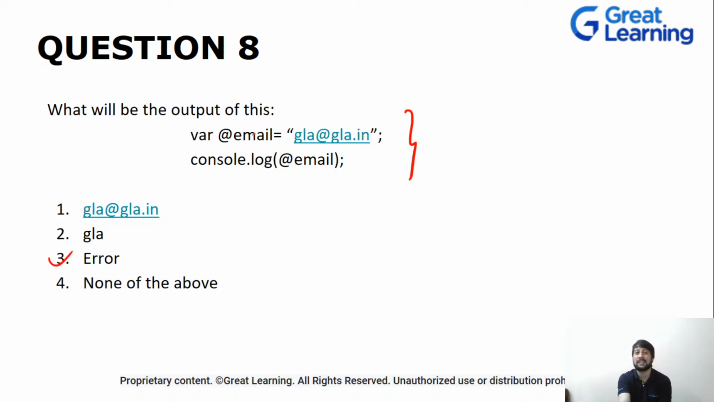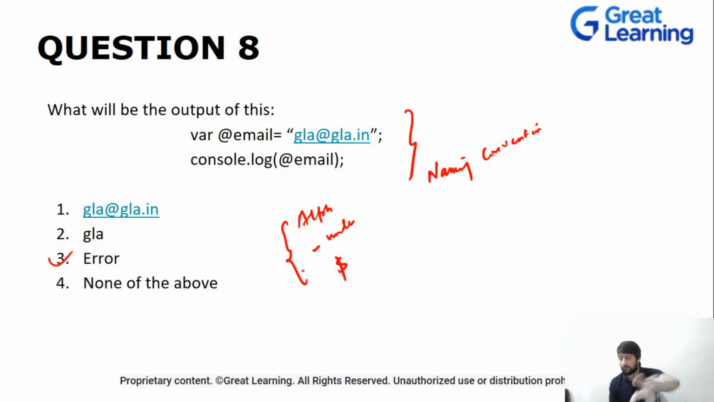Why? Because according to the naming convention, you can have different names for a variable, but the convention is that you always start with an alphabet, either uppercase or lowercase. You can start with an underscore or you can start with a dollar. If it is not starting with these characters, then you will not be able to declare your variable.